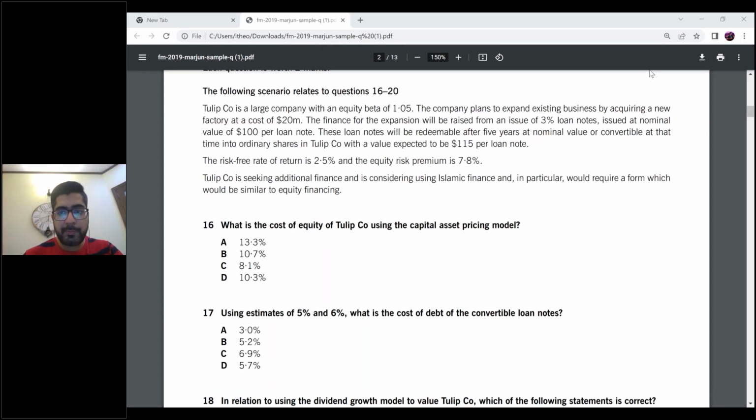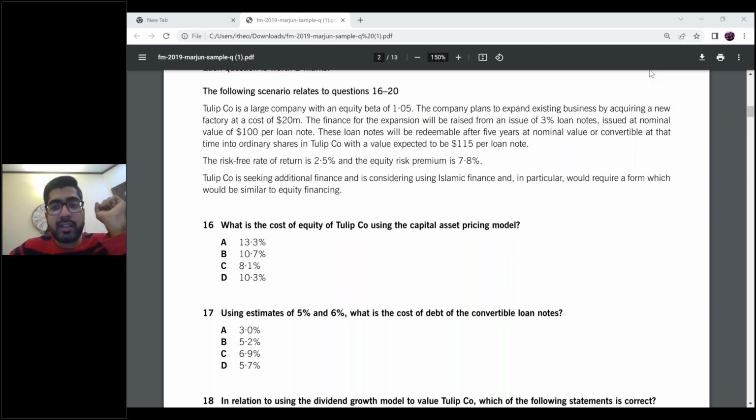Okay, so people have shared their answers, and let's just start it. So this particular question was, Tulip is a large company with an equity beta of 1.05. Company plans to expand existing business by acquiring new factory at a cost of 20 million. Finance for the expansion will be raised from issue of 3% loan notes issued at nominal value of 100. Loan notes will be redeemable after 5 years at nominal value, or convertible at that time into ordinary shares in Tulip with an expected value of 115.